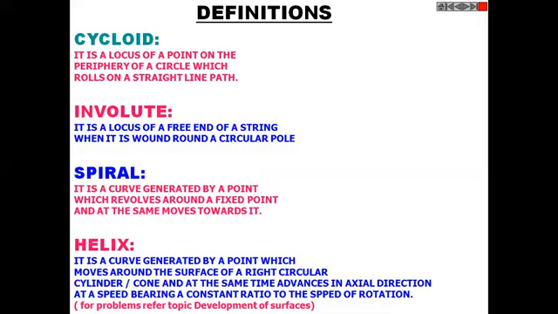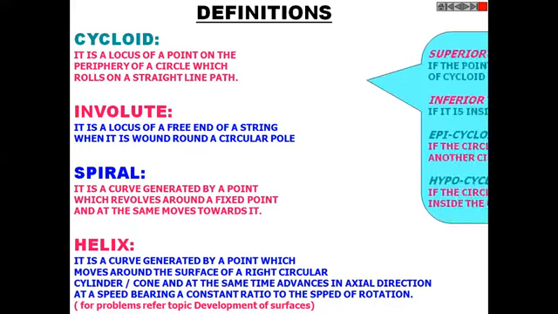A spiral is a curve generated by a point which revolves around a fixed point and at the same time moves toward it. And helix is a curve generated by a point which moves around the surface of a right circular cylinder or cone and at the same time advances in the axial direction at a uniform speed. This is a helix.